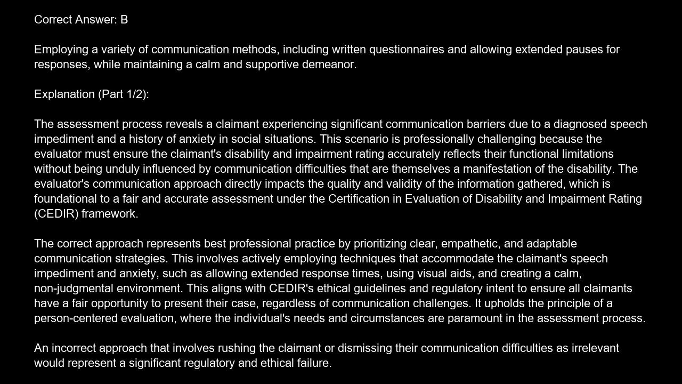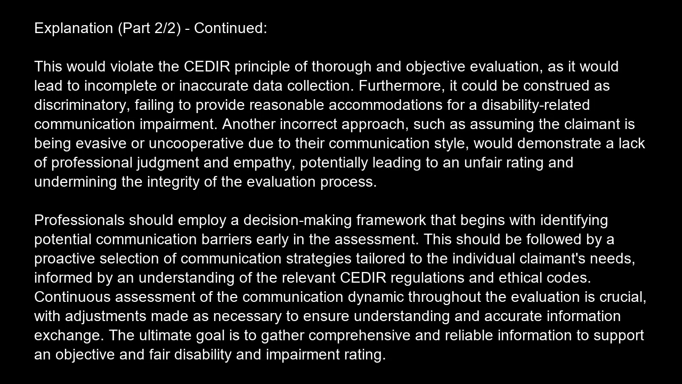An incorrect approach that involves rushing the claimant or dismissing their communication difficulties as irrelevant would represent a significant regulatory and ethical failure. This would violate the CEDIR principle of thorough and objective evaluation, as it would lead to incomplete or inaccurate data collection. Furthermore, it could be construed as discriminatory, failing to provide reasonable accommodations for a disability-related communication impairment. Another incorrect approach, such as assuming the claimant is being evasive or uncooperative due to their communication style, would demonstrate a lack of professional judgment and empathy, potentially leading to an unfair rating and undermining the integrity of the evaluation process.